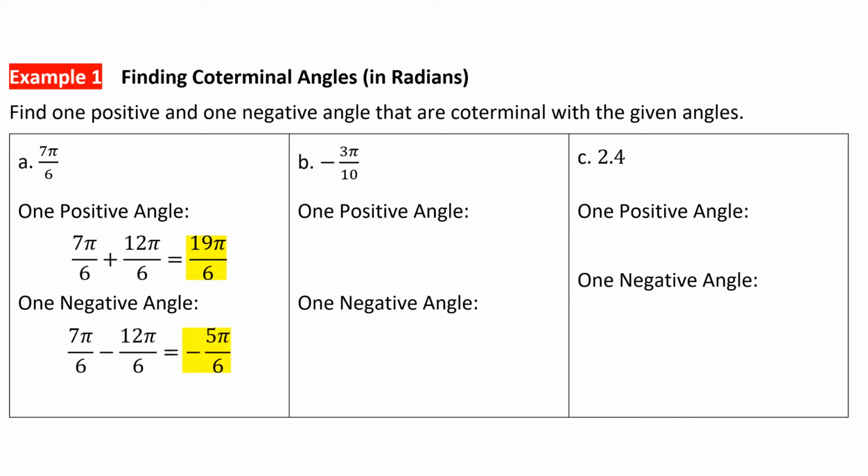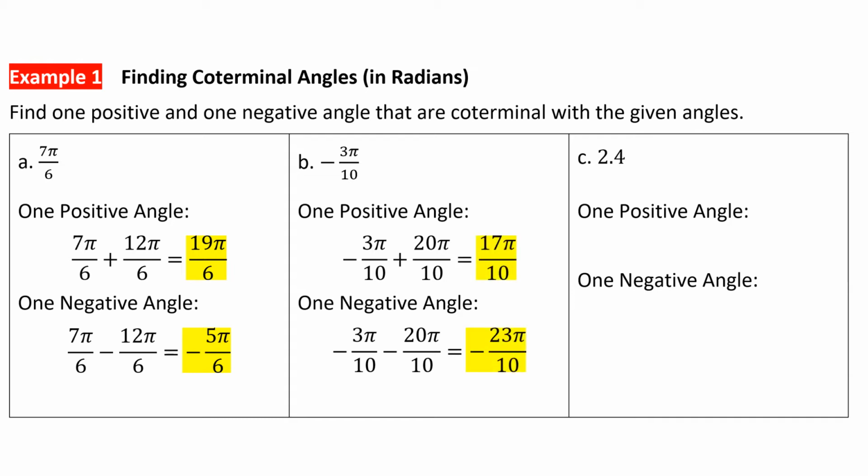If our angle is negative 3 pi over 10 and we want to find something positive, we can add 2 pi, but finding a common denominator gives us 20 pi over 10. Same thing if we want to subtract. Therefore, it's just a matter of adding and subtracting and seeing what comes about.